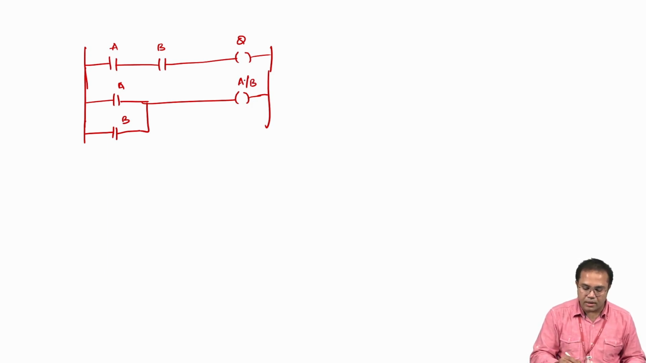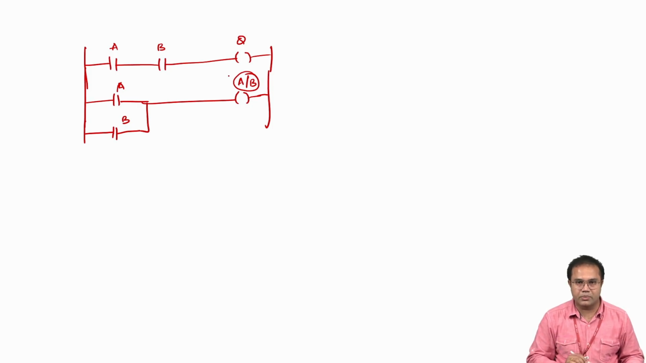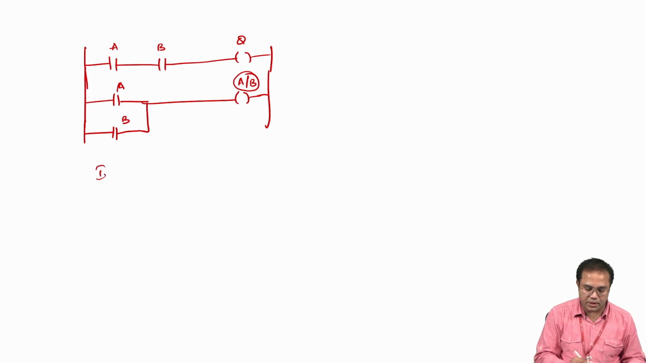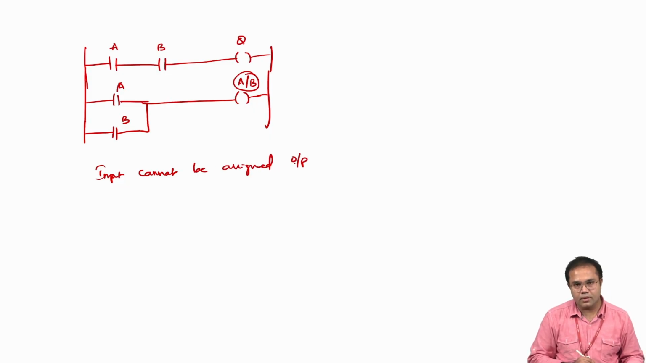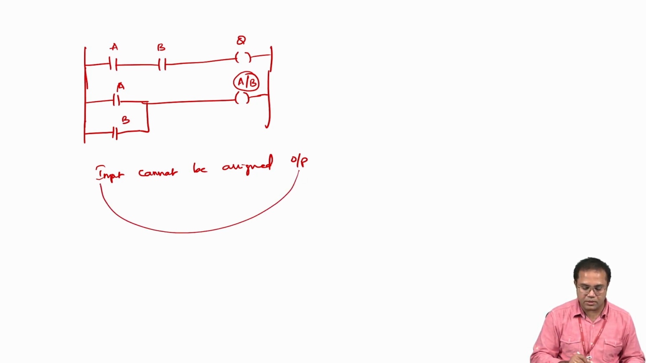It means A and B are defining the inputs. Here A and B are representing the inputs. If I represent that input as an address across the output, then it's invalid. So an input address cannot be assigned to outputs. Right? An input cannot be assigned to an output, but the vice versa is possible. An output address can be assigned to inputs.